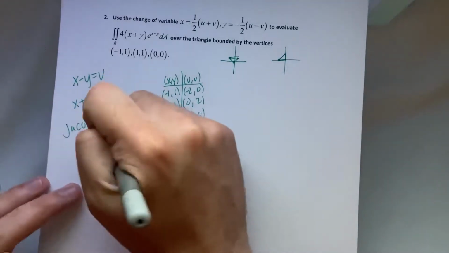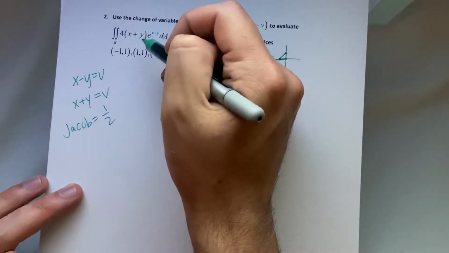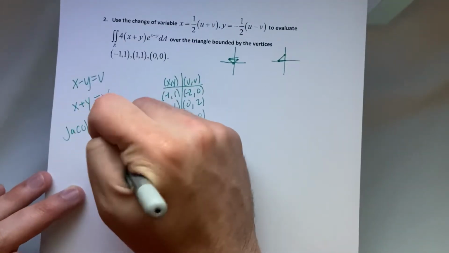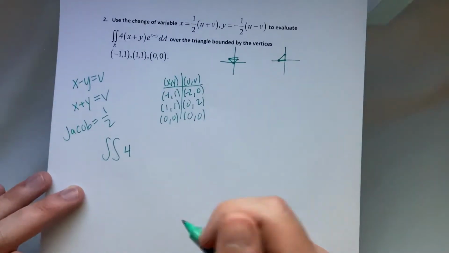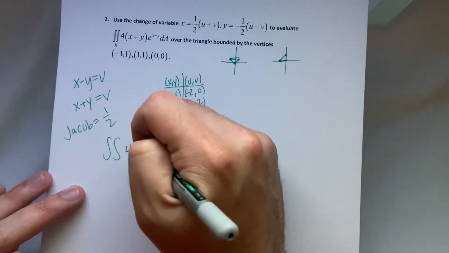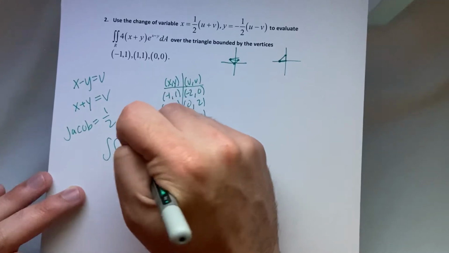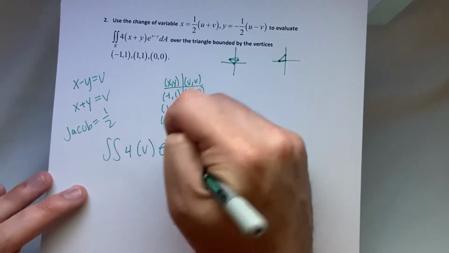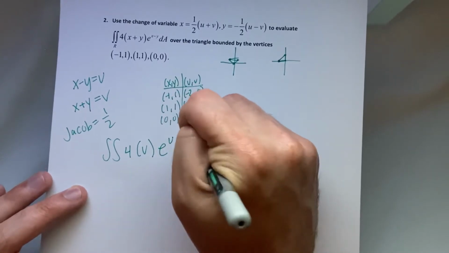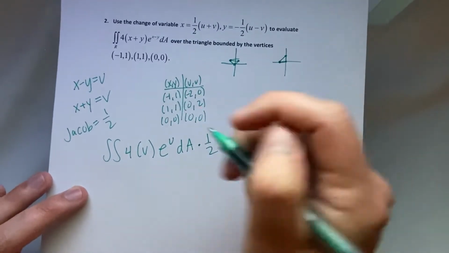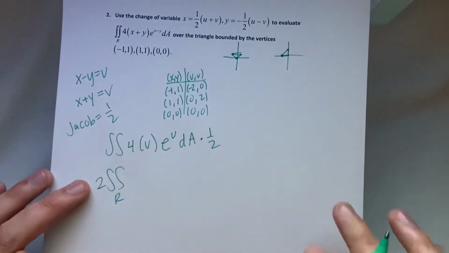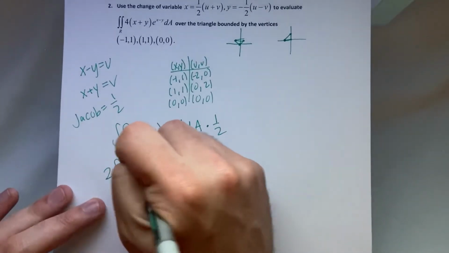So when I convert, and of course this integral is ugly, it should be nicer now. We've got 4. X plus y we know is v. X minus y is u, so this is now e to the u, times the Jacobian of 1/2. So 4 times 1/2 is 2, so we bring it out. It's now v times e to the u.